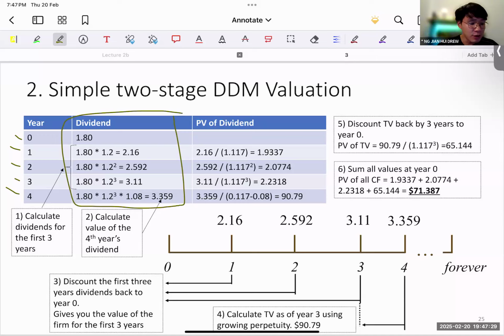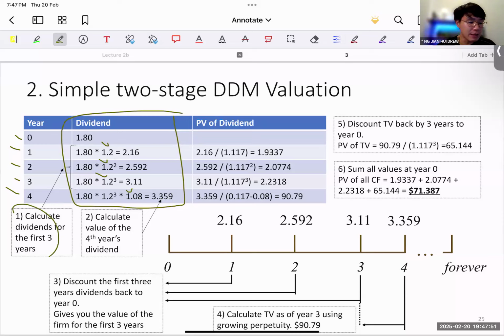Our first year, our dividends grow at 20%. Now, second year, 20% to the power of 2. And year 3 is to the power of 3, right? So for the first 3 years, it's going to grow at the extra supernormal growth of 20%. Then in year 4, it's going to jump immediately to 8% growth.